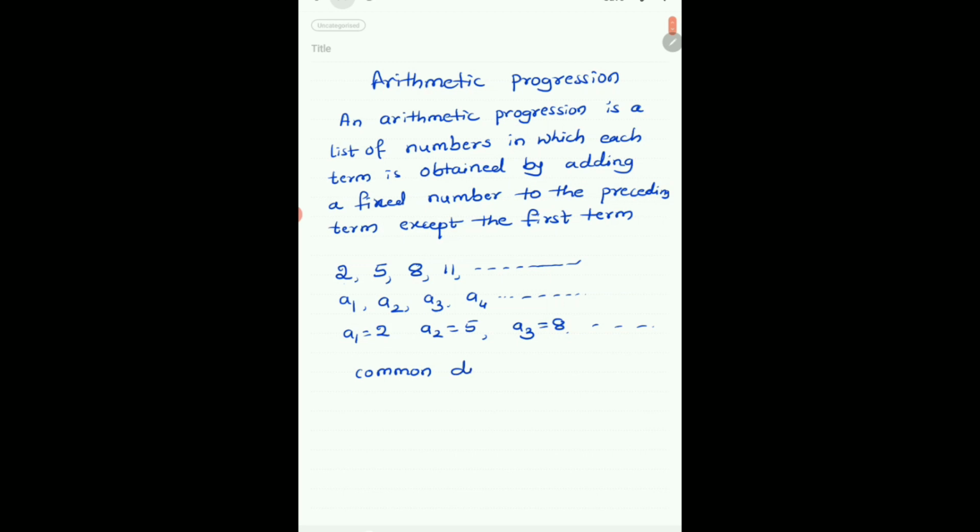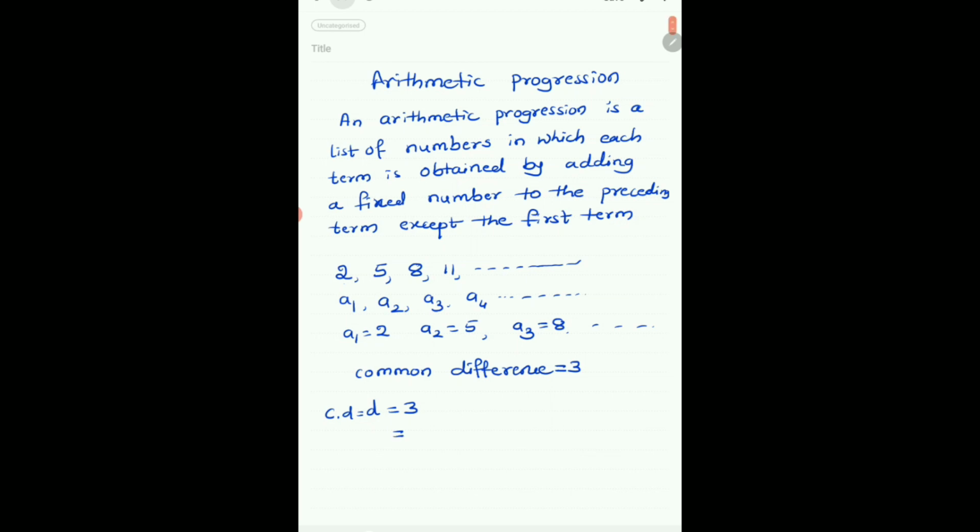Common difference. What is common difference? That is the fixed number. You know that the common difference is 3. Here this common difference is denoted by the letter D. That is C dot D. C dot D means common difference. That is, the symbol is D. D is equal to what? 3 here.